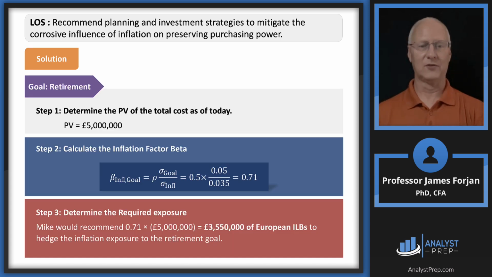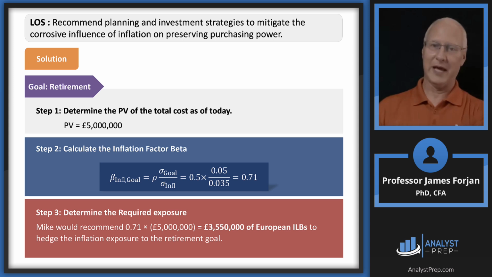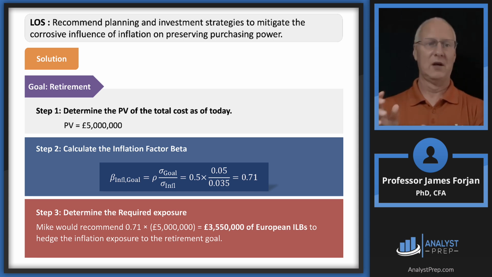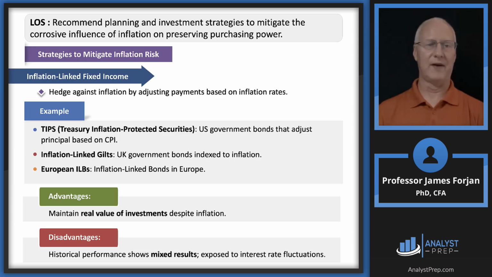That should make perfect sense. Then here, 3.5 million of these ILBs is going to get us to our retirement goal. Goals-based, this is an application so that whenever we retire and whenever the child goes to college, we'll have whatever those numbers will be, 5 million and then the 50,000 that grows at 5%.